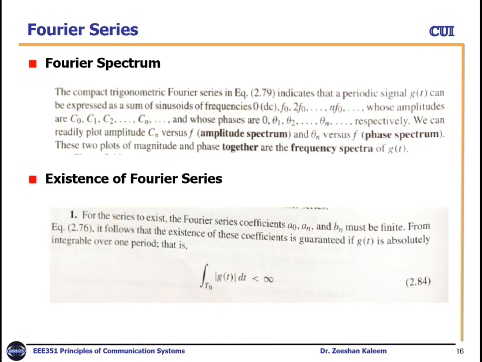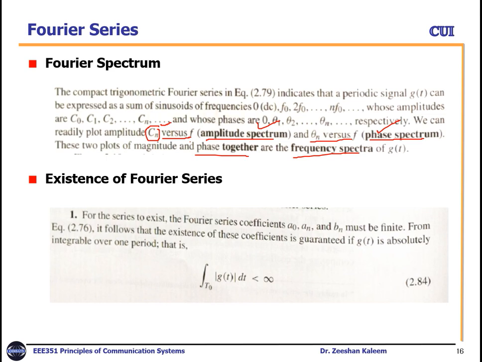The other term is Fourier spectrum. You must know this one because it is used a number of times in the literature. There are two terms: the amplitude spectrum and the phase spectrum. What is the difference between them? If you are plotting these Cn values versus f, Cn is the amplitude, so plotting amplitude with respect to frequency is called the amplitude spectrum. If you are plotting theta n with respect to frequency, it is called the phase spectrum. These two plots together, the magnitude and the phase, are called in general the frequency spectra of g(t). So you must remember this term.